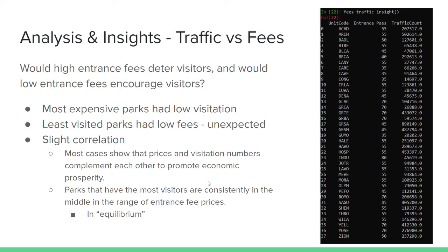More specifically, some parks are more expensive because they have lower visitation numbers, and so they increase prices to make up for fewer visitors spending money there. And parks with average prices usually have high visitation as they're closest to a sort of equilibrium where they don't need to make their prices really high or really low.